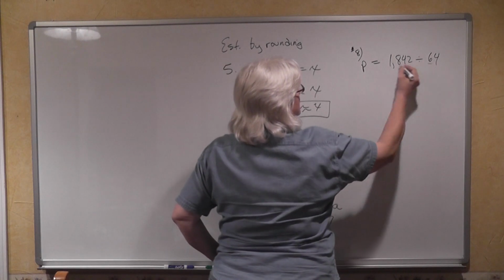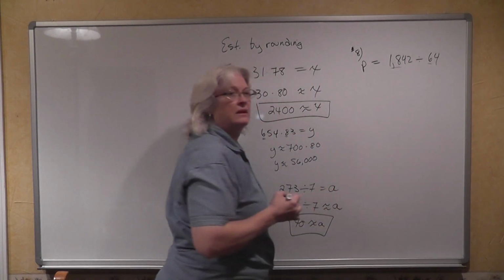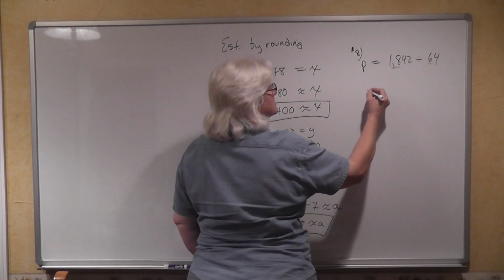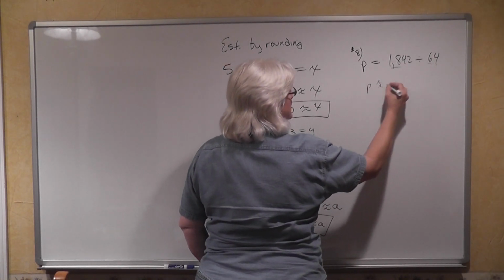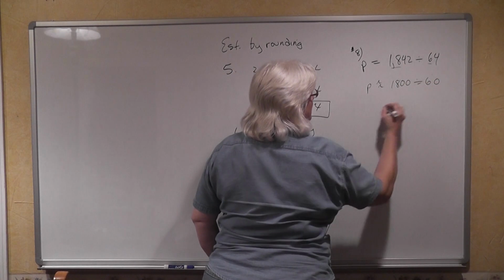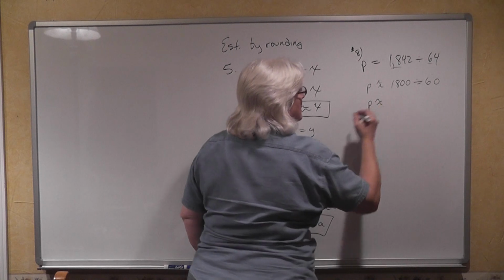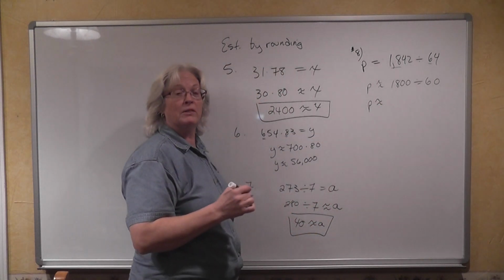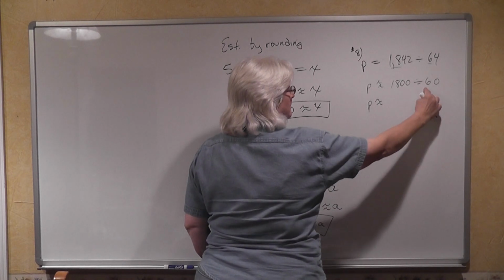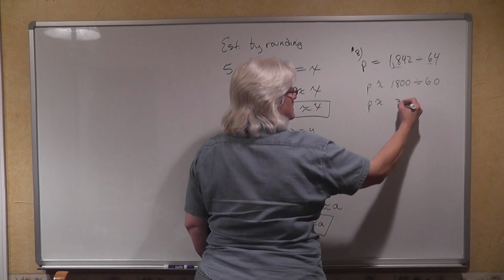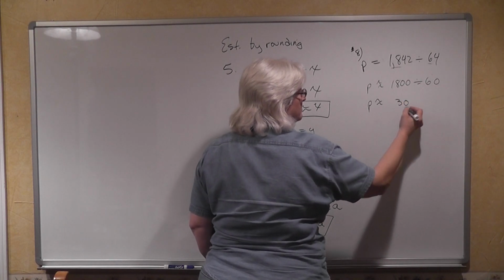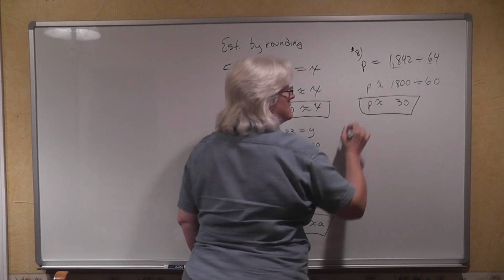What about this 6 and 18? 3 times 6 is 18, right? So we say that P is approximately equal to 1,800 divided by 60, and then we come up with a good approximation. 18 divided by 6 is 3. That's 100 divided by 10 is 10.